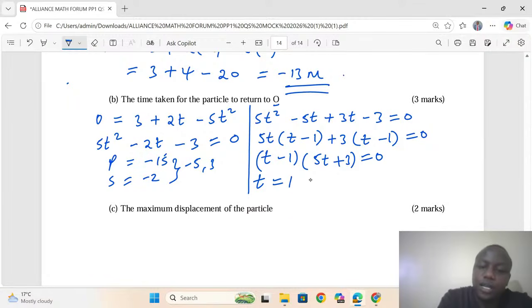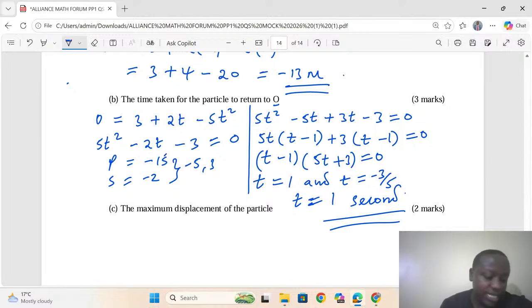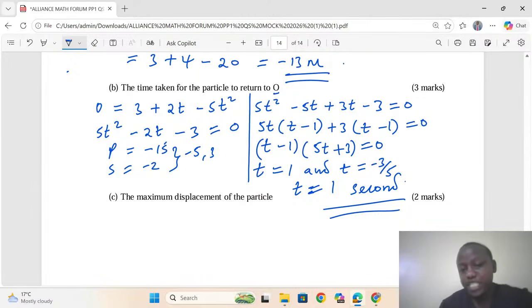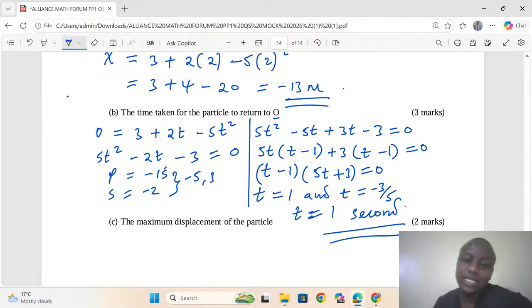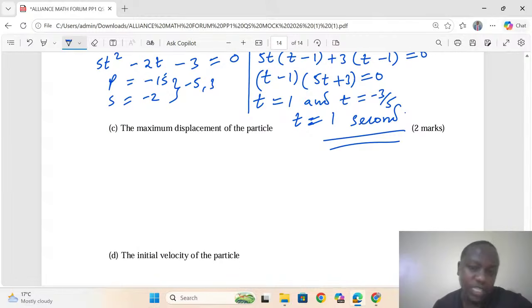So t equals 1, and also 5t equals negative 3, so t equals negative 3 over 5. Now, time is a measurable quantity, it cannot be a negative value. So we talk about time being 1 second. It takes 1 second for the displacement to become 0, or 1 second for the particle to return to where it started, to point O. That is the meaning of returning to point O.